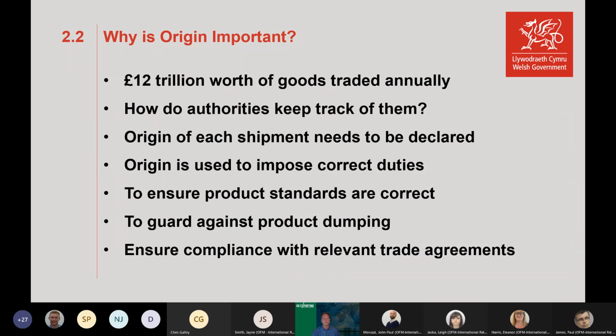So why is origin important? Well, there are around £12 trillion worth of goods traded annually, and the authorities need to keep track of those for statistical purposes. But also the origin of each shipment needs to be declared to make sure that the correct duties are being imposed, to ensure that product standards are correct, the correct licensing, to guard against dumping from one country to another, and to ensure compliance with relevant trade agreements, for example the UK-EU TCA and others. So origin is an important concept for international trade.